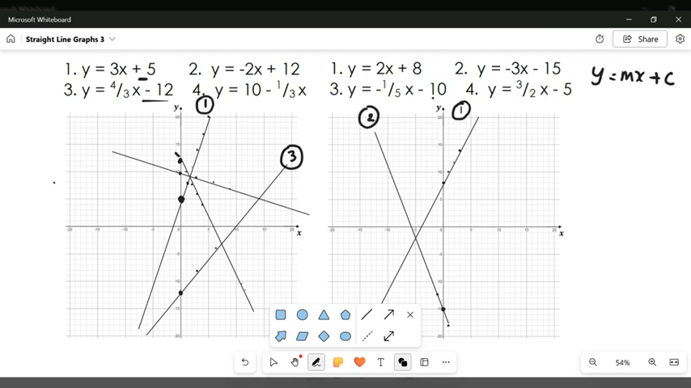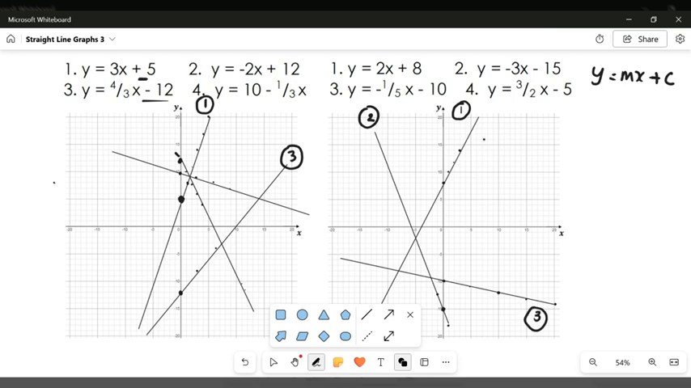Number 3. Again, start with the intercept, minus 10, so it's going to start there. It's got a gradient of minus 1/5. That means go across 5, down 1, because it's negative. So across 5, down 1, across 5, down 1, and so on like that. Okay? And then you get your ruler and draw your line. So that's number 3.